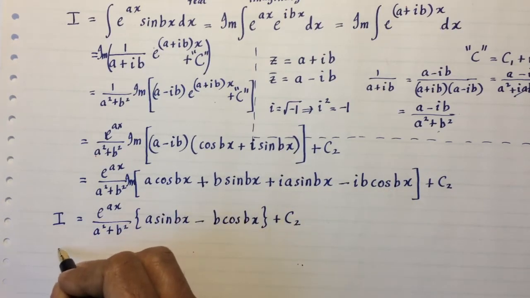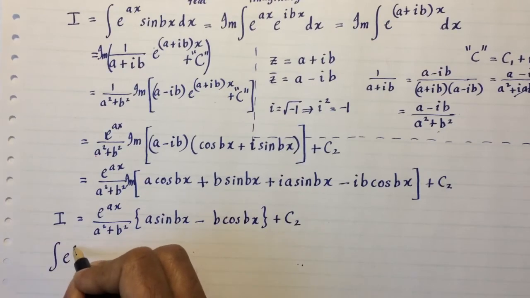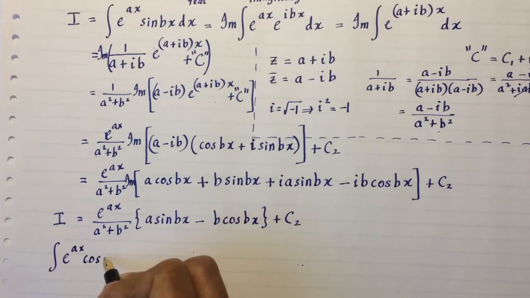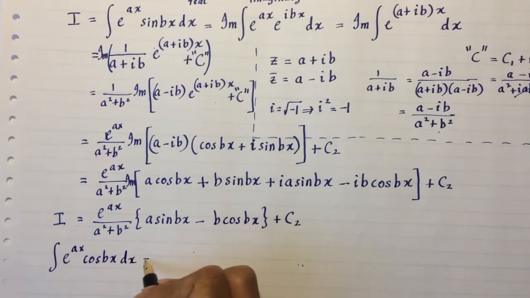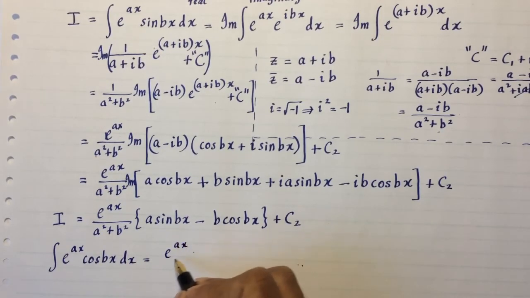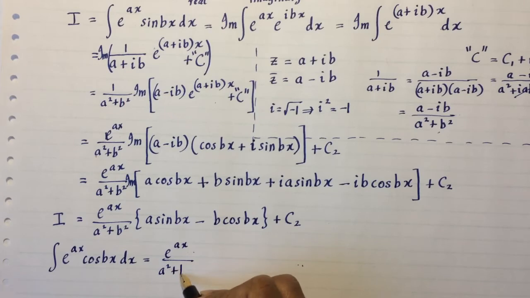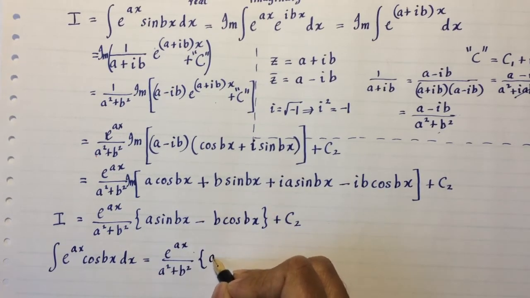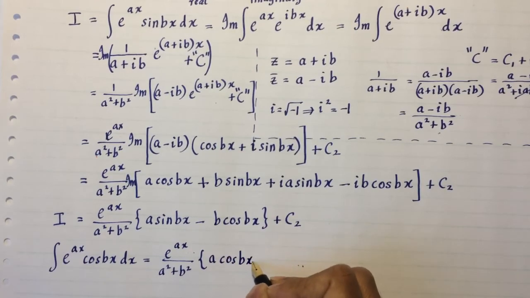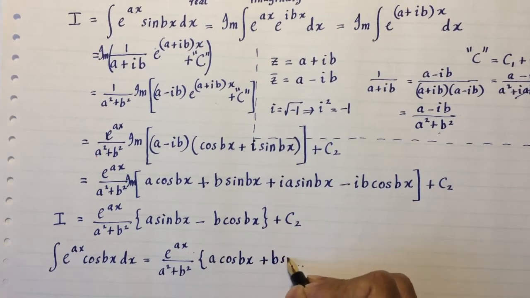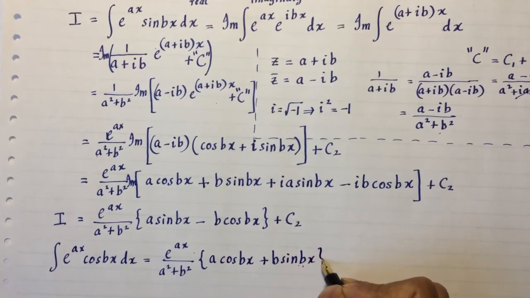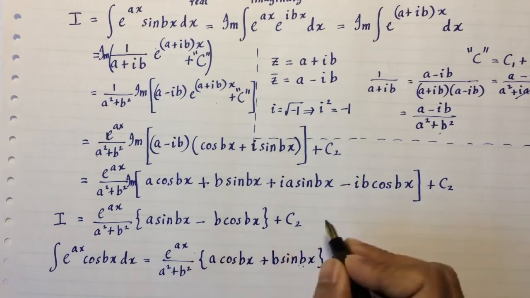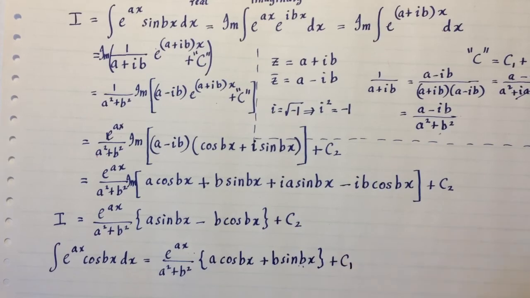So I've also found the integral e to the ax cosine bx. That's going to be e to the ax divided by a squared plus b squared. And the real part is just these two terms, so I'll write those instead. a cosine bx plus b sine bx. And this time I'll keep the real part of the constant, so it's plus c1. So in this way we have actually solved two pretty substantial integrals.